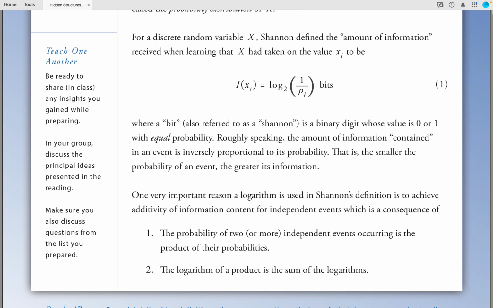One very important reason a logarithm is used in Shannon's definition is to achieve additivity of information content for independent events, which is a consequence of 1. The probability of 2 or more independent events occurring is the product of their probabilities. 2. The logarithm of a product is the sum of the logarithms.